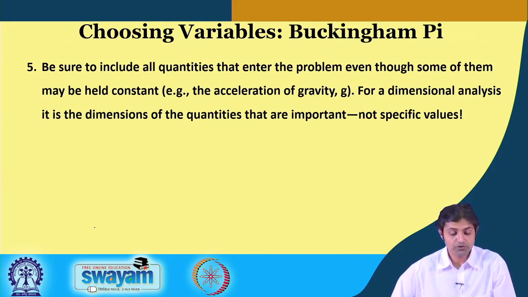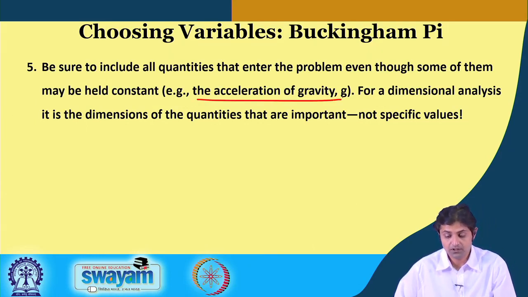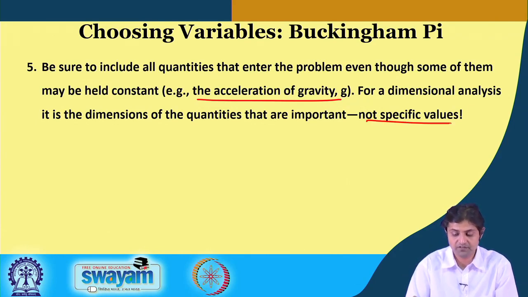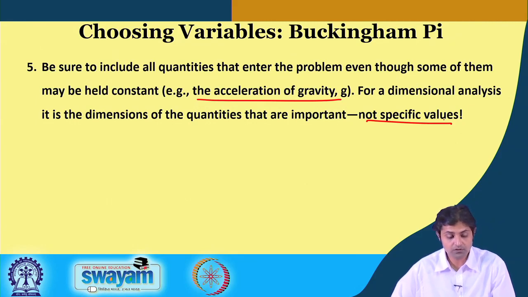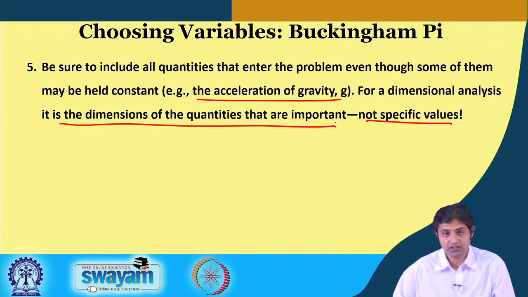You have to make sure to include all the quantities that enter the problem, even though some of them may be held constant. For example, acceleration due to gravity should go into the problem. For a dimensional analysis, it is the dimensions of the quantities that are important, not specific values. So, don't miss any of those, even though they are constants. Sometimes we have the tendency of missing the constant values, such as the acceleration due to gravity, but that has to be taken into account because it is the dimension of the quantities that is important and not their values.